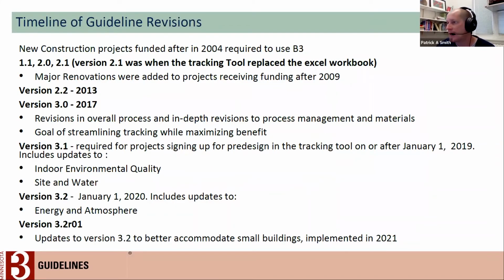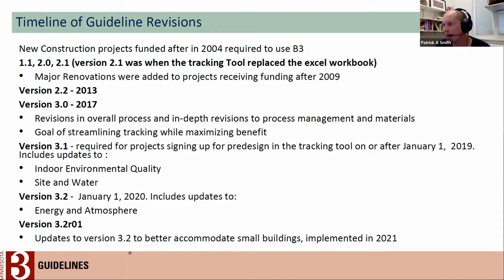The timeline of the guideline revisions, because this sits as the most recent of a set of guideline updates. We first came out with B3 guidelines in roughly 2004, which was built out of a Hennepin County effort in the late 90s. Early aughts, there was version 1.1, 2.0, and 2.1. 2.1 was when the online tracking tool replaced what was previously an Excel workbook that was passed around by project teams.